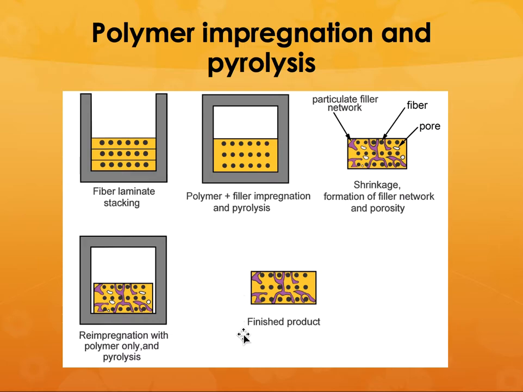So then you have to re-infiltrate that with the matrix in order to get the composite to 80-90%, 90-95% final densification. So this reimpregnation and pyrolysis has to be done multiple times. Sometimes in the case of carbon-carbon composites, you have to do this something like 10-15 times. So that's one of the reasons why this is an expensive process.